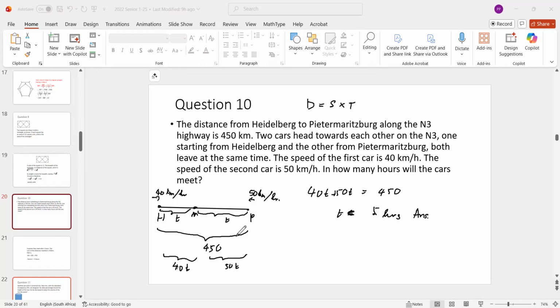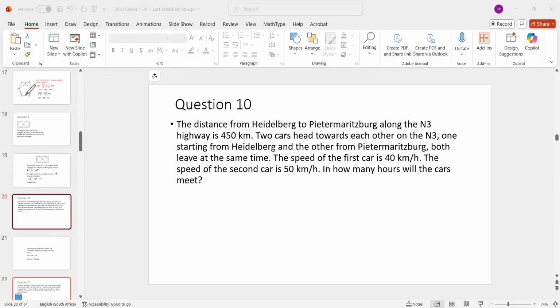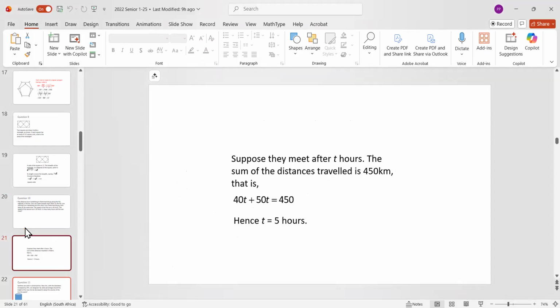But I said in 1 hour it travels. That's much better to understand it. 40 kilometers per hour means in 1 hour it covers 40 kilometers. Therefore, in T hours it will cover 40T. And that tells you that you need to multiply these two numbers, which is speed times time. Okay, so we said the answer is 5 hours. And as you can see, it's just exactly the same thing. And we land with the same answer.